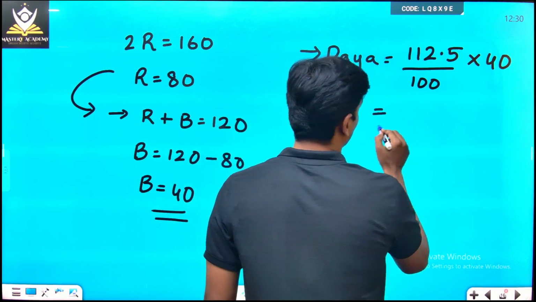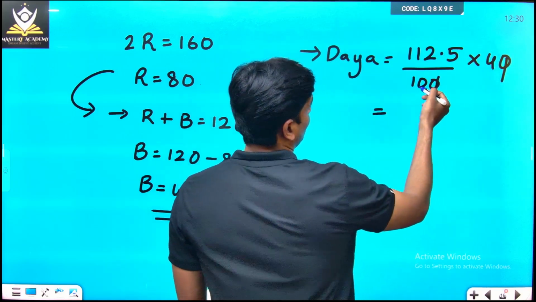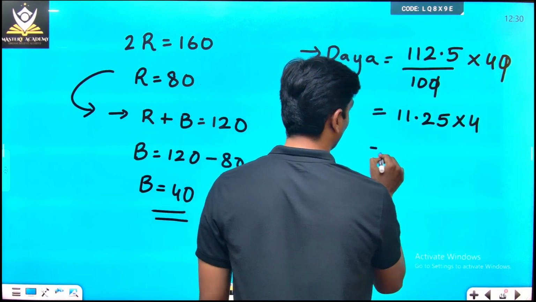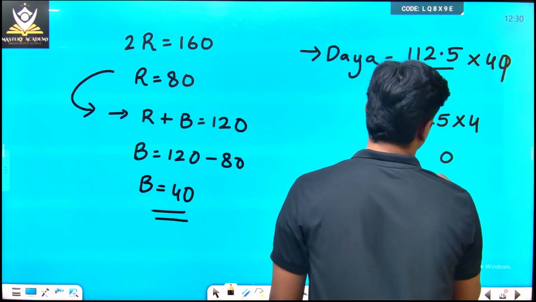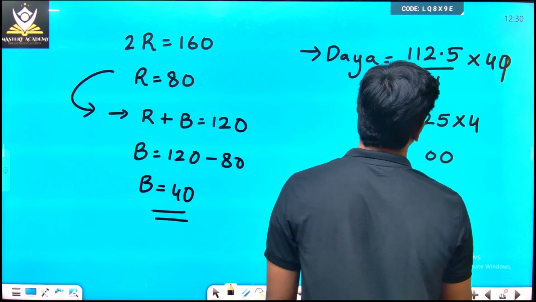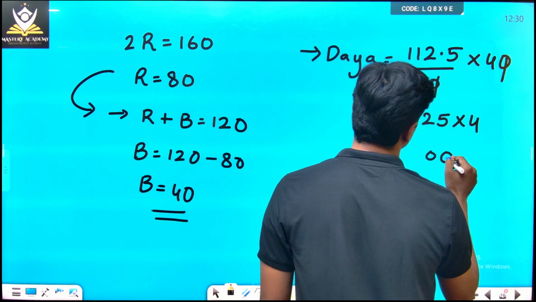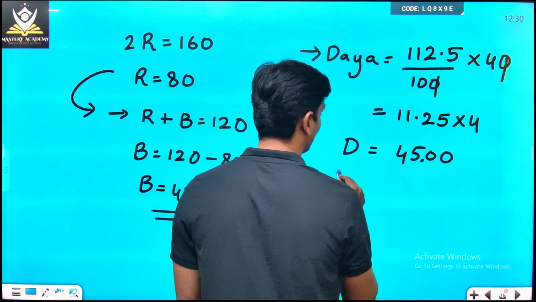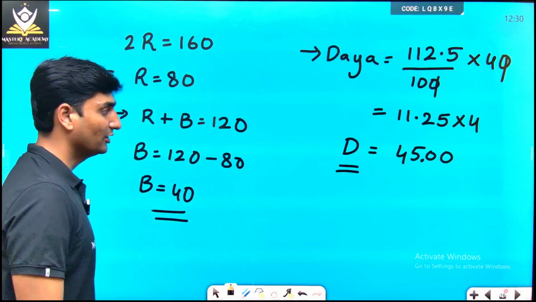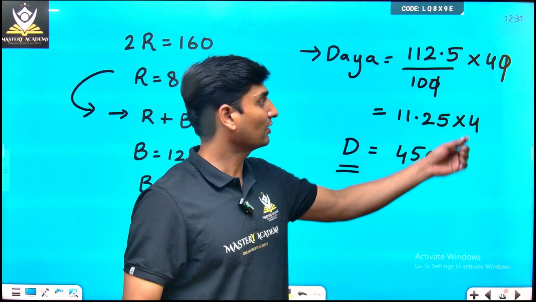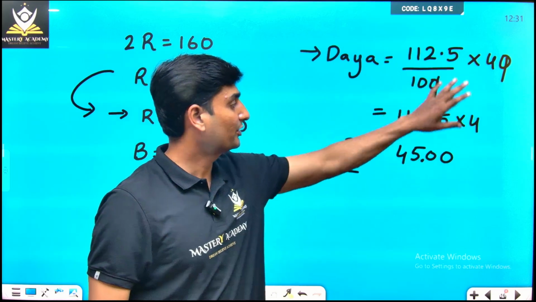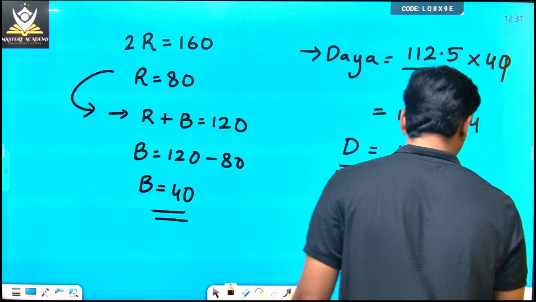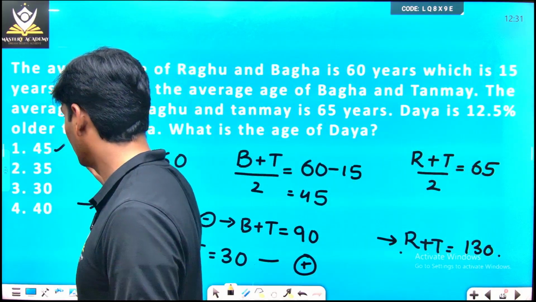So here I can take this particular format. 11.25 into 4. So this will be 45. Okay, so the age of Daya that we needed to find out, 12.5% more than Bhaga. Bhaga's age is 40. So 112.5 upon 100 into 40 will lead to 45. The decimal points were shifting. So the age of Daya as needed is nothing but 45 years of age.